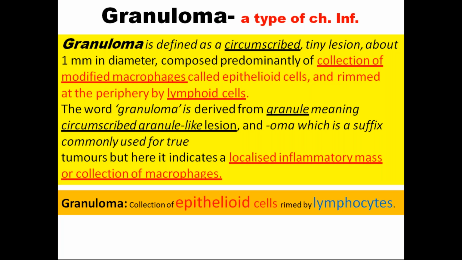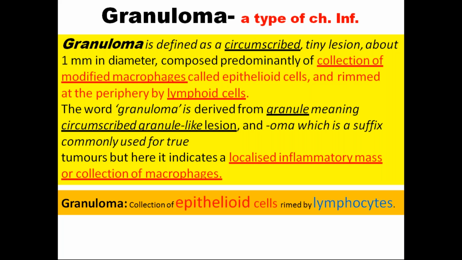What is granuloma? Granuloma is defined as a circumscribed tiny lesion about 1 mm in diameter composed predominantly of a collection of modified macrophages called epithelioid cells and rimmed at the periphery by lymphoid cells.